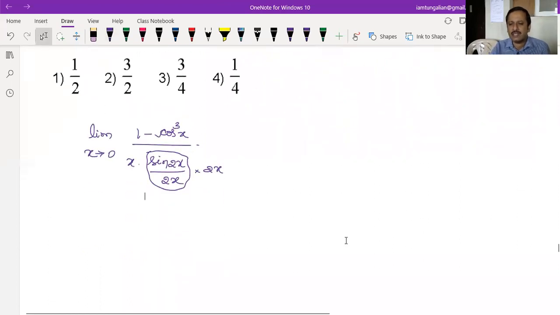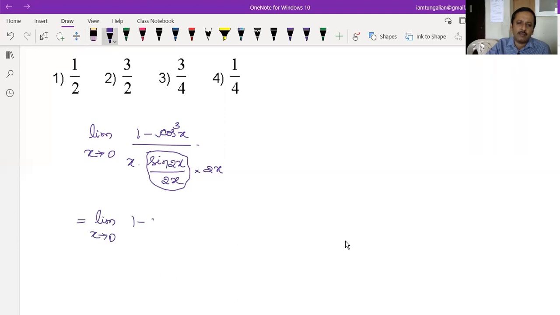Because you can imagine everything else as one function and this as one other function. So limit x tends to a f of x into g of x can be written as limit x tends to a f of x into limit x tends to a g of x, right? So as x tends to 0, sin 2x by 2x becomes 1. So remaining things are limit x tends to 0, 1 minus cos cube x divided by x into 2x, 2x square.